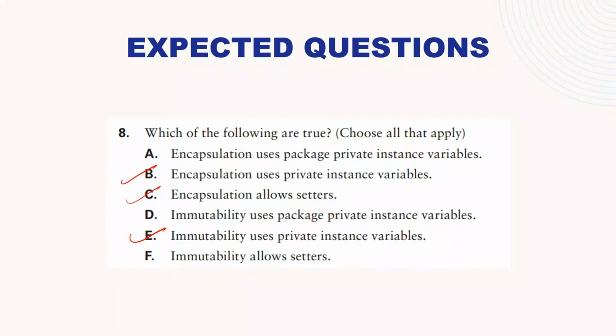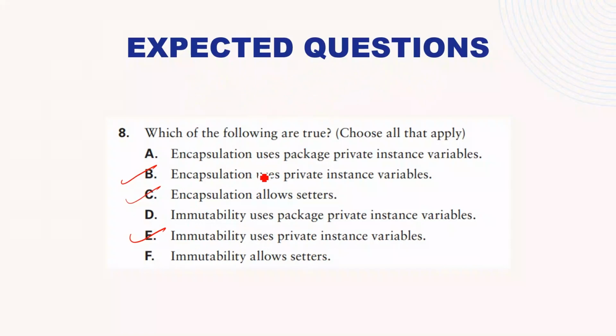Encapsulation allows setters, as I just discussed, and immutability uses private instance variables. Basically immutability takes this step further, allowing only getters, so the instance variables do not change state. String is an immutable class, right? So if I say String s equals "Akash" and then append something to it, a new string will be returned. We're not able to change the state of the current object; instead we return a new instance altogether. So that is immutability, and it takes it a step further. That is why B, C and E are the correct options in this case, right?